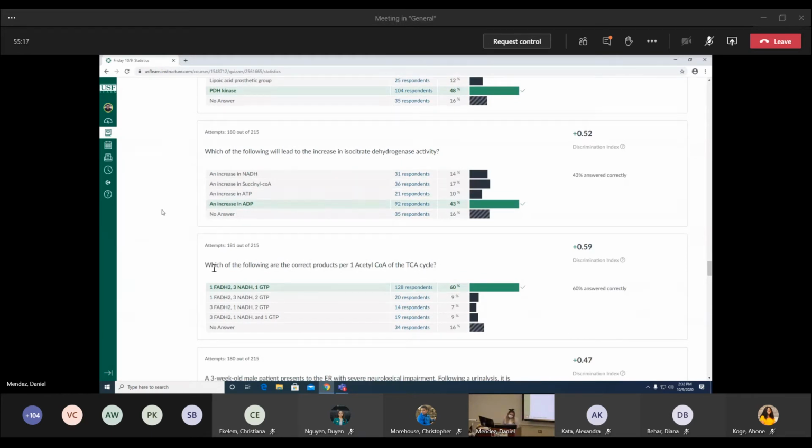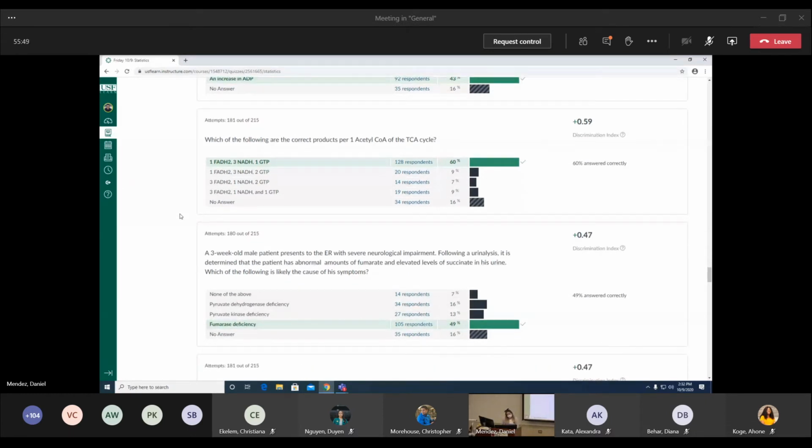Okay, which of the following will lead to an increase in isocitrate dehydrogenase activity? So this is just from memorizing that one slide with all the activators and inhibitors for the TCA cycle. So an increase in ADP would allow for an increase in isocitrate dehydrogenase, because remember your ADP is building up, so you want to make more ATP, so you want to trigger the TCA cycle on. All of these other answers are actually what would inhibit.